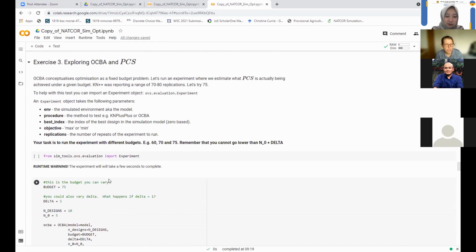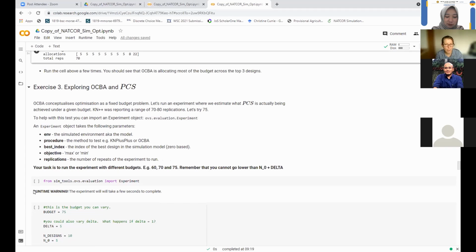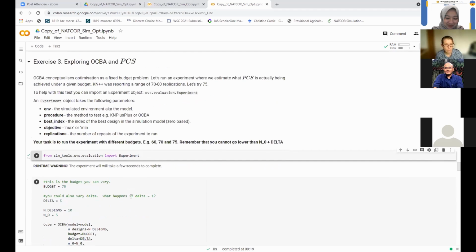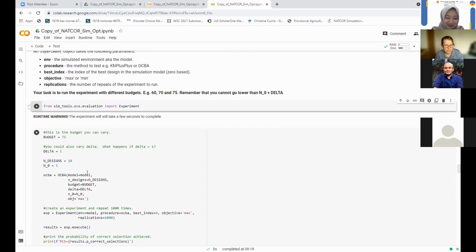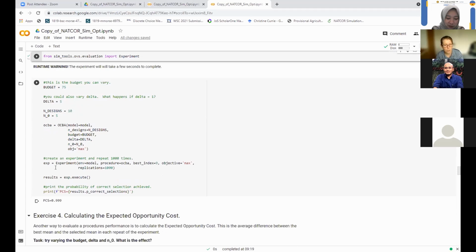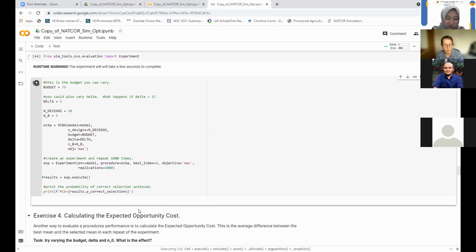Exercise 3 then allows you to check that a little bit more. What we're doing here is looking at how OCBA affects the probability of correct selection. We've got a budget in this case of 75. We've got delta equal to 5. That's the number of replications you make at each stage of the OCBA. 10 designs, N0 equal 5, everything else. What this will do is run the OCBA 1,000 times and tell you how many times it got the right answer. If you run this, it takes a little bit longer because it's doing 1,000 versions of what we've been doing up above.